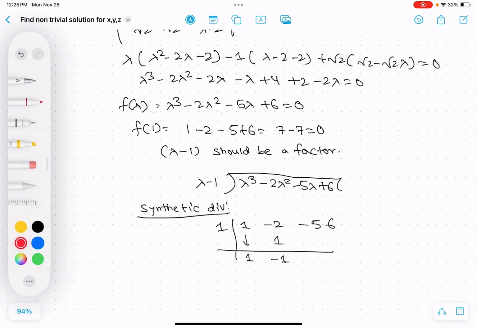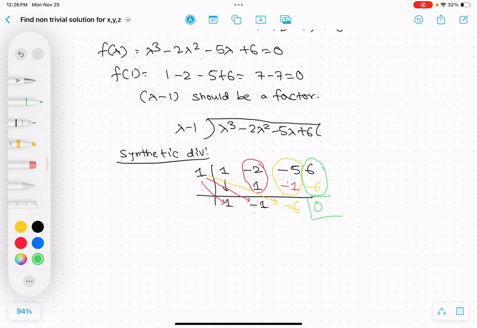First of all, write 1 as it is. Now multiply these two. 1 times 1, right over here. Now add these two. Minus 1. Again, multiply these two and right over here. That's negative 1. Now add these two. It becomes negative 6. Now multiply these two and right over here. That's negative 6. Now add these two. It becomes 0. And if it becomes 0, we know that the division happens exactly.